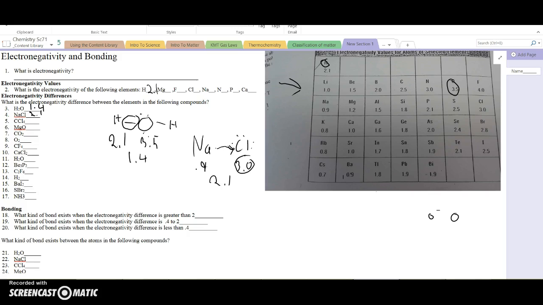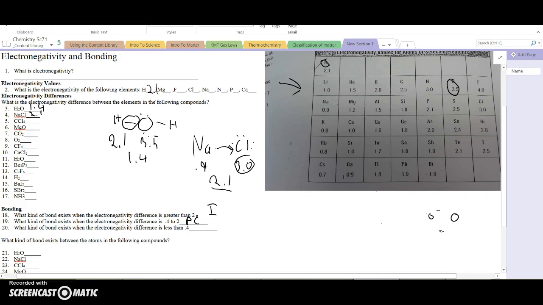Alright, so now we can define our bonds based on those values of electronegativity difference. So if I have an electronegativity difference greater than 2.0, that's ionic. And that's what I see right here in the example of sodium chloride. We already know that we can say sodium's a metal, chlorine's a nonmetal. That makes up an ionic compound. Now we have another way of defining it based on electronegativity difference. If we have an electronegativity difference that's somewhere between 0.4 and 2, then that's a polar covalent bond.